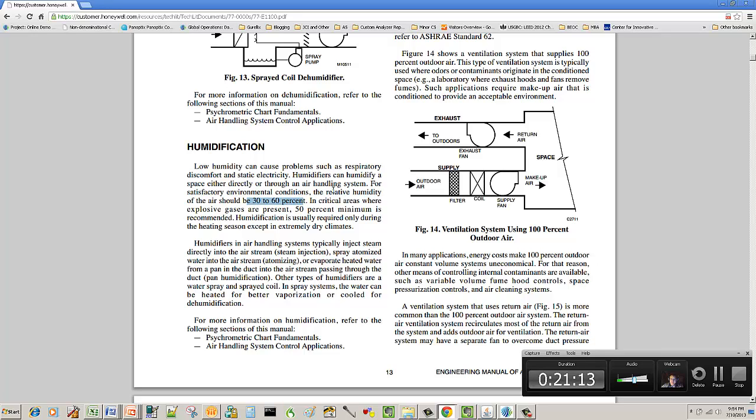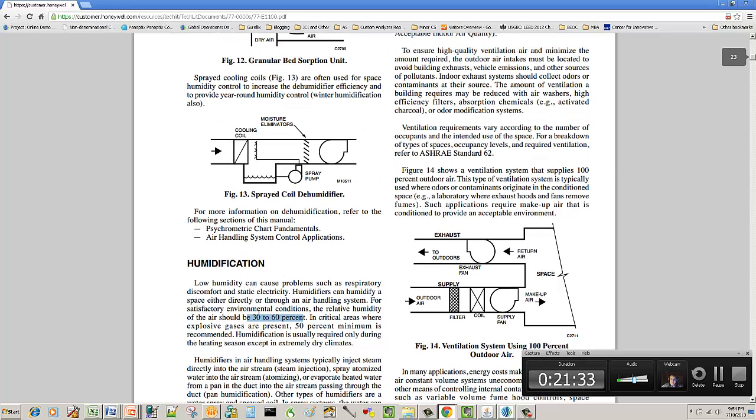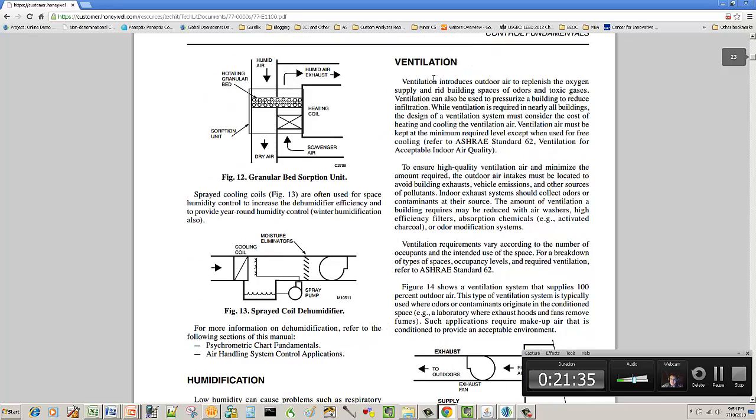Let's be real. You want to be around 40%. That's the general average. Below 30, you get static electricity, wounds start to dry out. It's just nothing good ever comes below 30% relative humidity. So with that being said, yes, there are some rules where you would want below 30%. There's always an exception to the rule. In this case, though, we're saying between 30 and 60%.